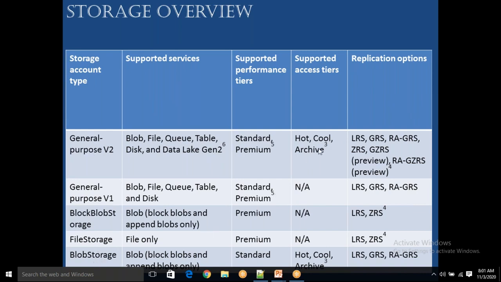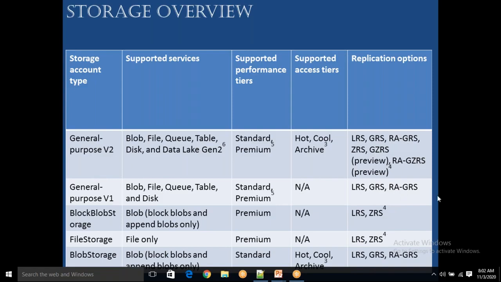Okay, next, when you go with general purpose v2, you have a lot of options: LRS, GRS, RA-GRS, ZRS, and GZRS and RA-GZRS, which are in preview. That's why I have not discussed these things. Next, we discussed LRS, ZRS, and GRS. Geo redundancy storage, local redundancy storage, zone redundancy storage. So based on the option, you will have what kind of replications you can use.